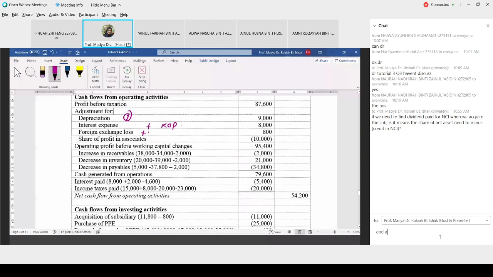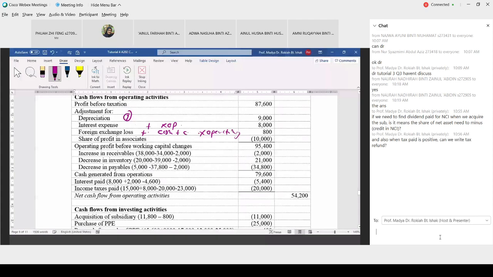And then shares of profit, we need to minus shares in associate, we have to minus that amount because you already added it previously. Okay, and then you're going to look at your current assets and current liability. So your current assets, you have inventory, trade receivables, and then trade payables.